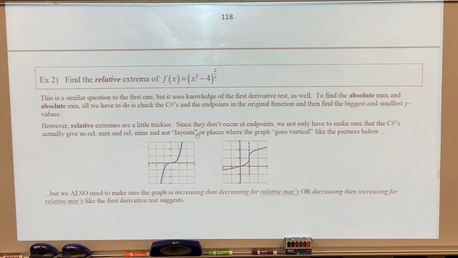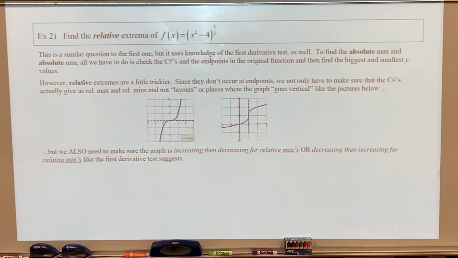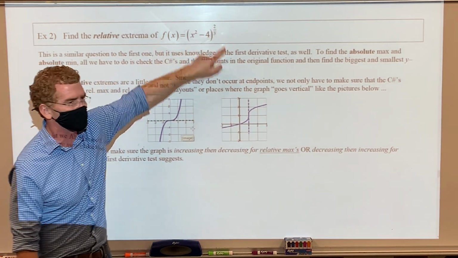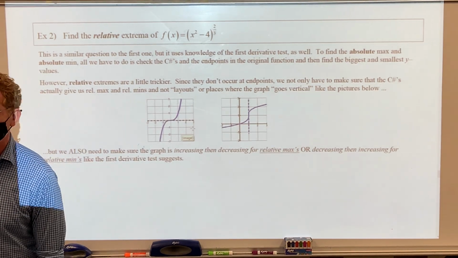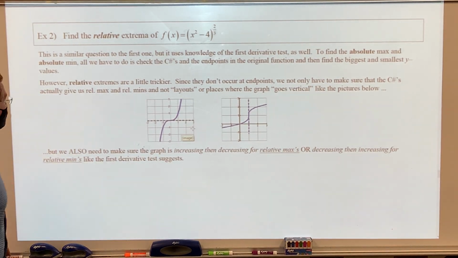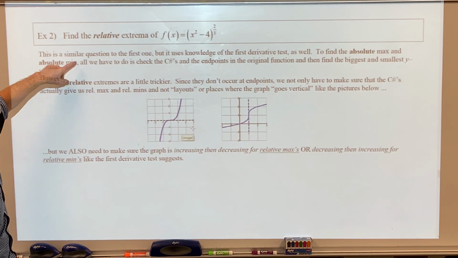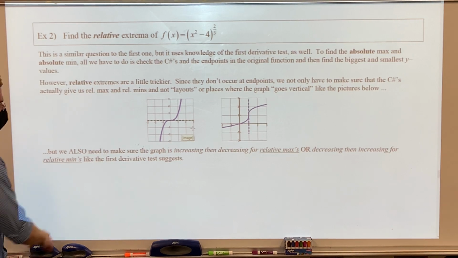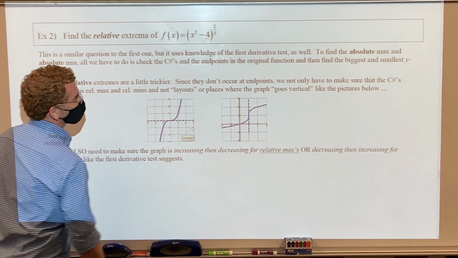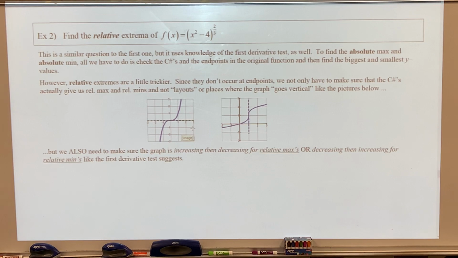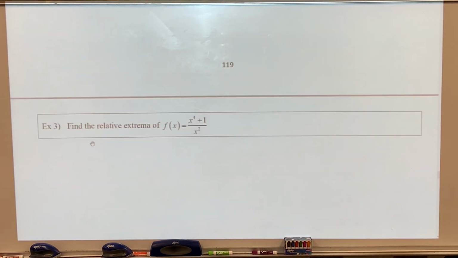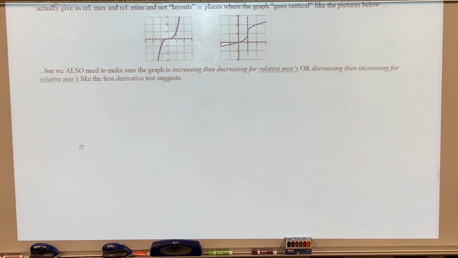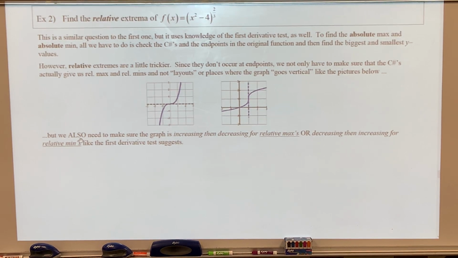All right, so let's look at this. This one now jumps to actually finding the relative extremes. So we're going a little bit further, and notice I'm giving you a fractional exponent, which is probably going to throw something in the denominator, isn't it? Okay, so let's take a look. It says, this is a similar question. We'll just move on. So we're looking for the relative extremes. So what would you do first? Find the derivative. So, to make enough room here. X squared minus 4 to the 2/3.